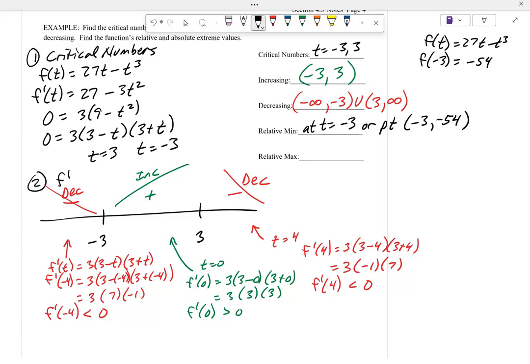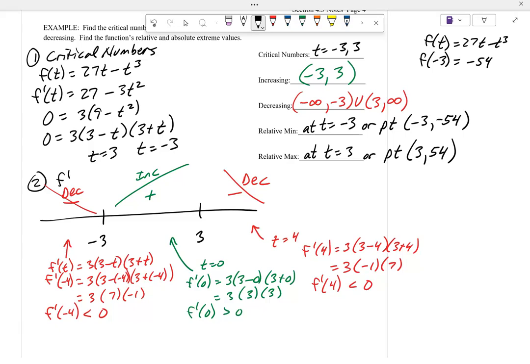Okay, where would you have a relative max? At the top of a hill, right? So at 3, we would have a relative max at t being 3, or the point 3. Again, plug it into the original function, and this original function spits out 54.